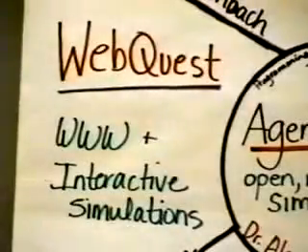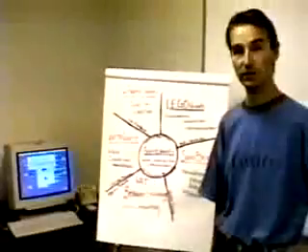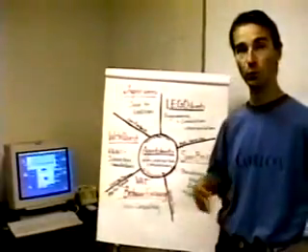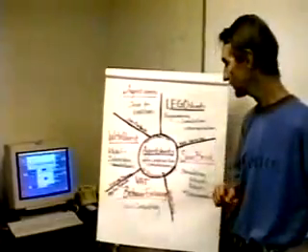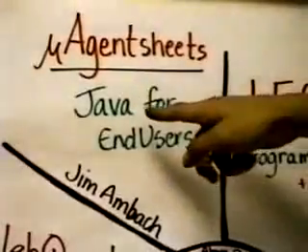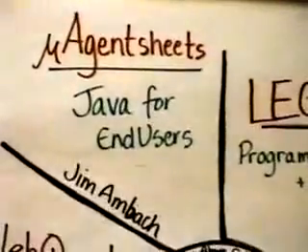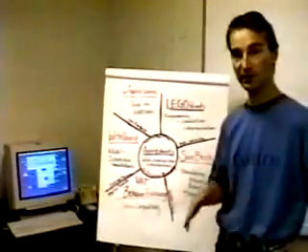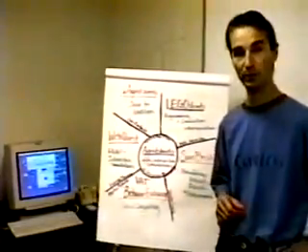In WebQuest, we combine the idea of the World Wide Web with interactive simulations. We use these kinds of things in schools quite successfully. Essentially, this allows students to build their own worlds and hooks them up to the World Wide Web. Then finally, we're working on a system called AgentSheets. AgentSheets is actually a system that allows end users who are not programmers to create applications, simulations, and programming environments for themselves on the World Wide Web in Java.